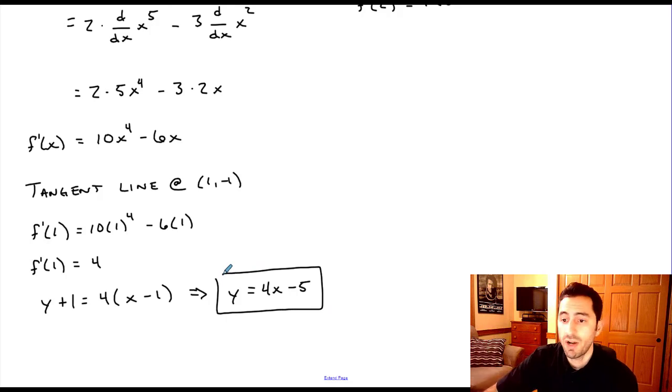But this entire process is sped up partly because we are able to use all these rules to help us quickly find the derivative of our polynomial.